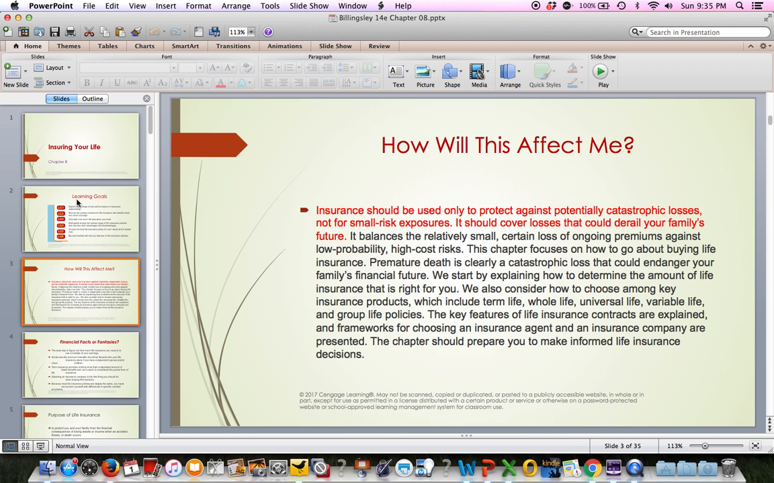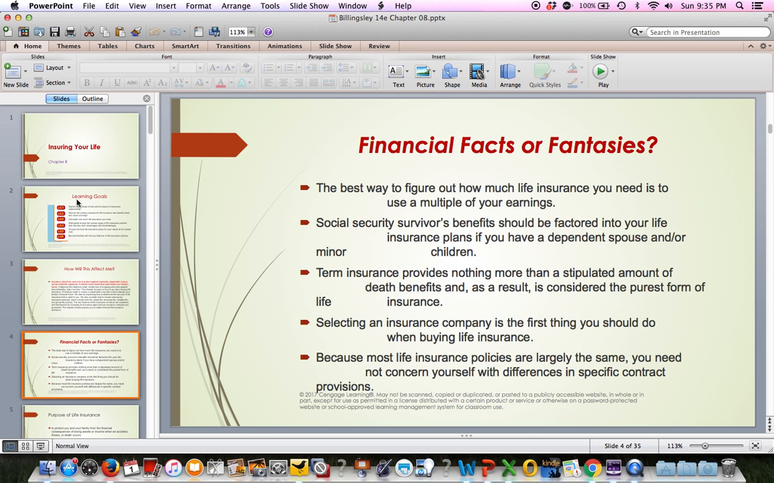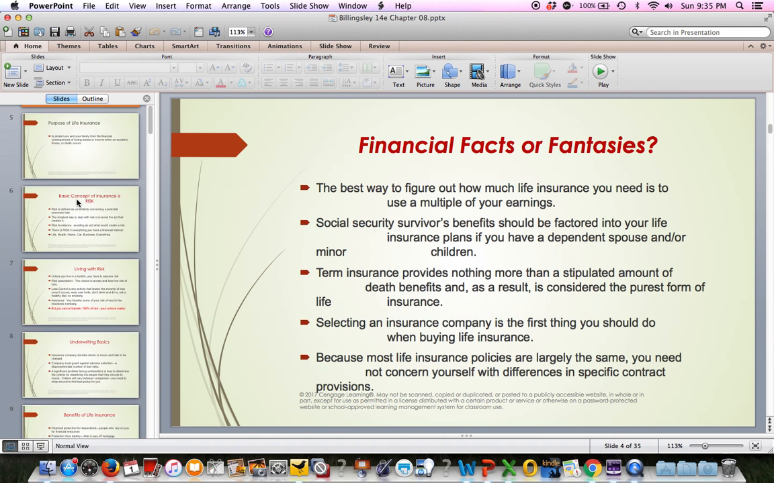A lot of employers will allow you to buy above a certain number. A lot of companies will offer you one times your pay or two times your pay. So let's just say you make $50,000 a year, they might just offer you that as your life insurance benefit. If you were to pass, you just get that for free. You can buy more if you want, two times that, three times that, and so on. But just all things to consider and think about. So I'll let you look at the financial facts and fantasies on your own.